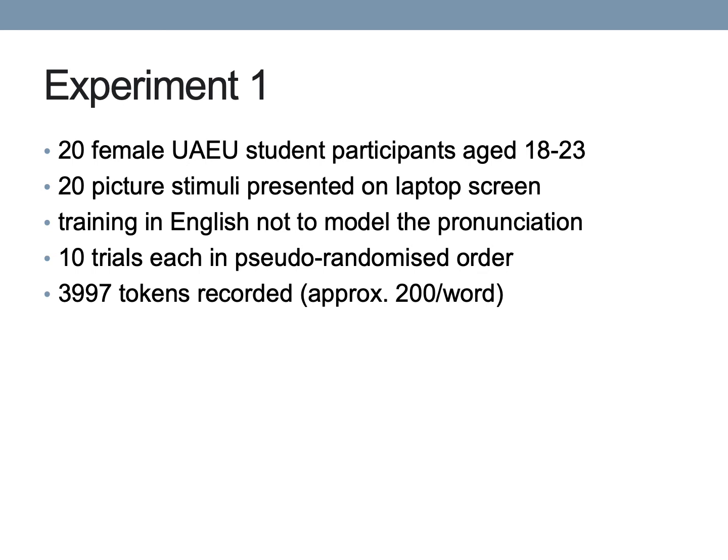Next, we conducted an elicitation experiment designed to test the role of homorganic consonants in affricate variability. We recruited 20 female participants and we asked them to name 20 pictures illustrating words containing the target segments. The training was conducted in English, so the participants never heard the pronunciation modeled, and each participant saw each word 10 times. So in total, we had approximately 200 tokens for each stimulus, excluding the 3 instances where the participants used a synonym.